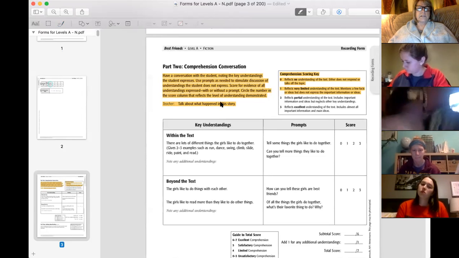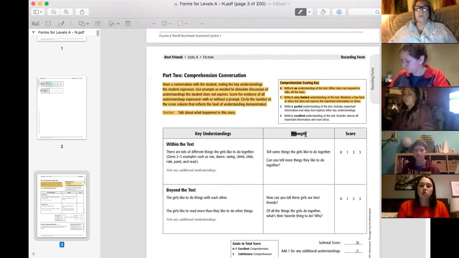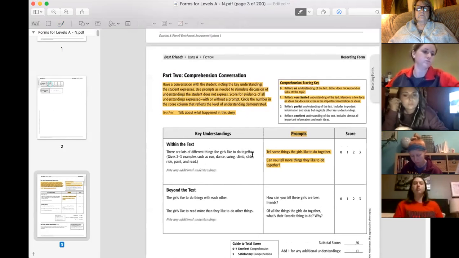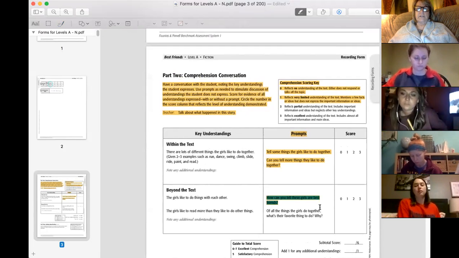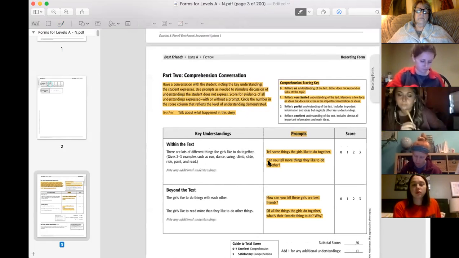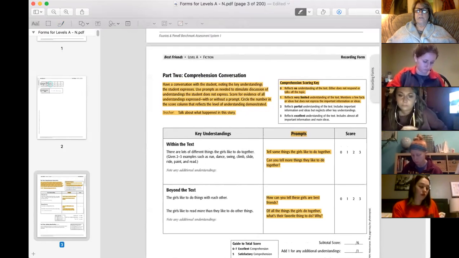Use prompts as needed. Prompts are right here, in the middle column. Use these prompts to stimulate the discussion. Score for evidence of all understanding expressed, with or without a prompt. And we'll talk about scoring tomorrow. So after you figure out the percentage, you just start here.